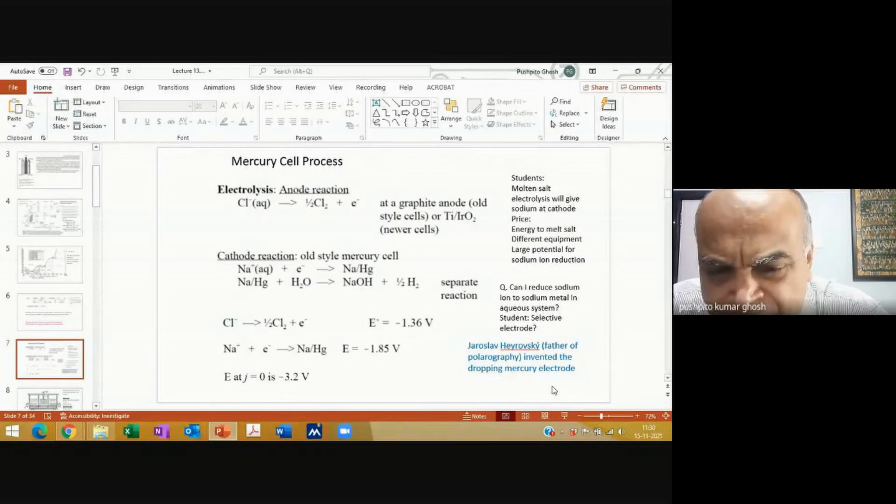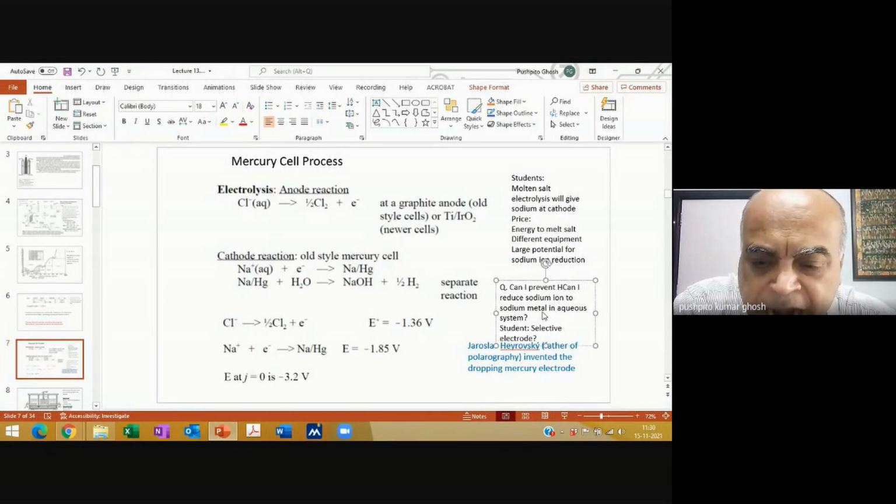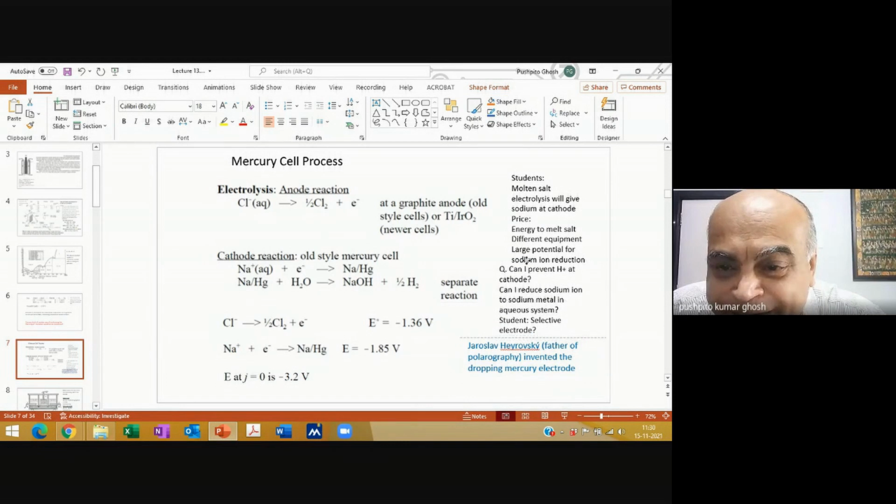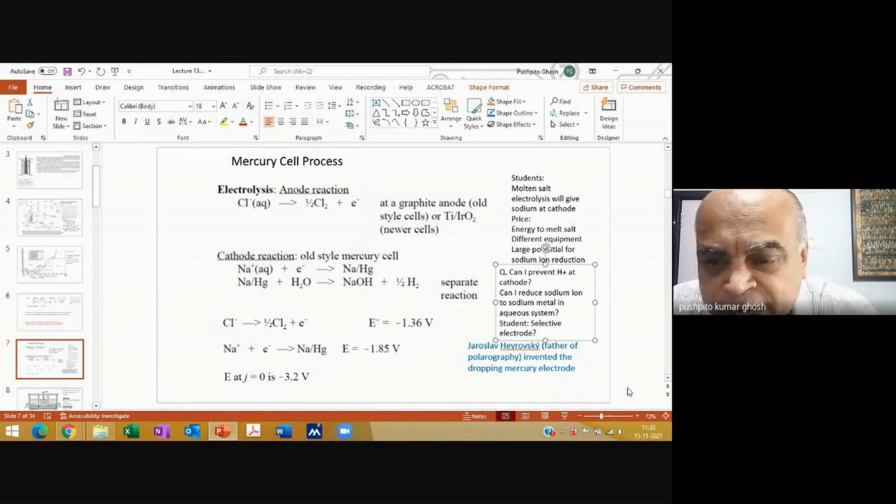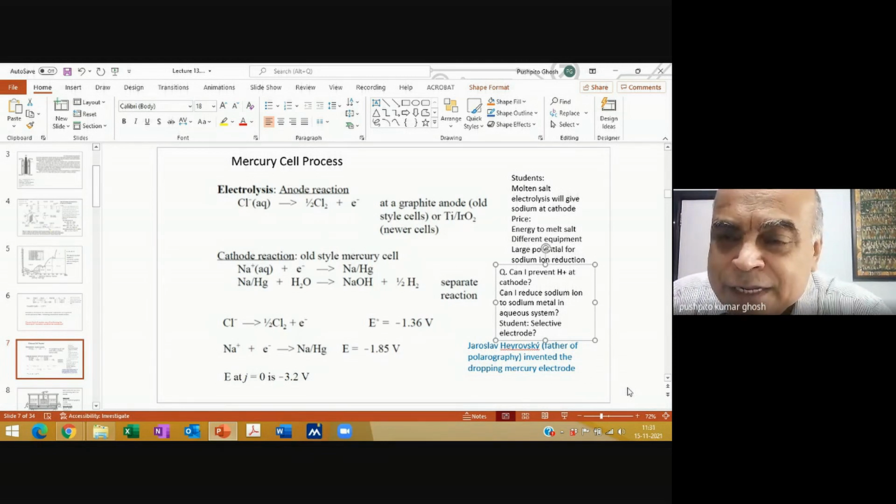One of you asked the right question: can I prevent H plus at the cathode, right? One of you asked this question or not? Yes, sir. So what they found is there's no need to prevent it. The electrode prevents the reduction of H plus to hydrogen, because it has a very high overpotential for the reduction. I didn't have to do anything. I just had to take mercury, and the overpotential is so high that H plus is not reduced, and I can keep biasing my cathode more and more negative till I hit the reduction potential of sodium, which is minus 1.85 volt.